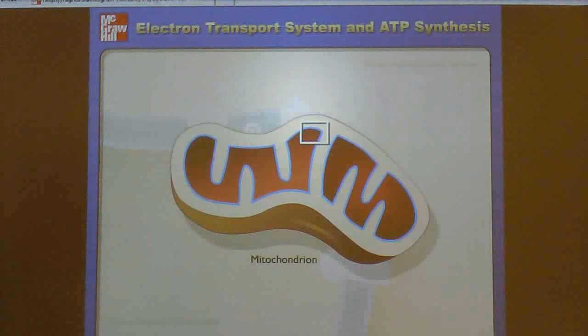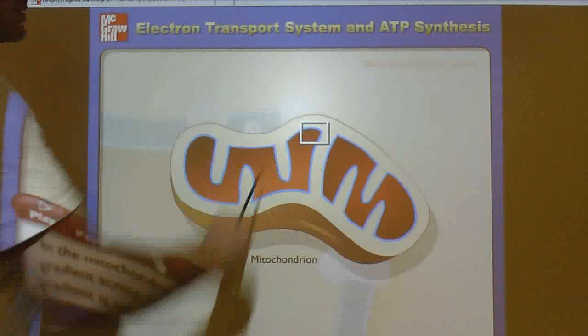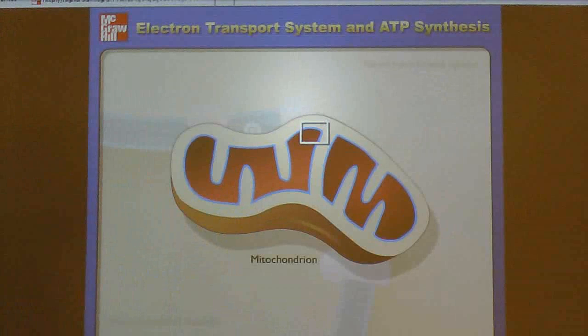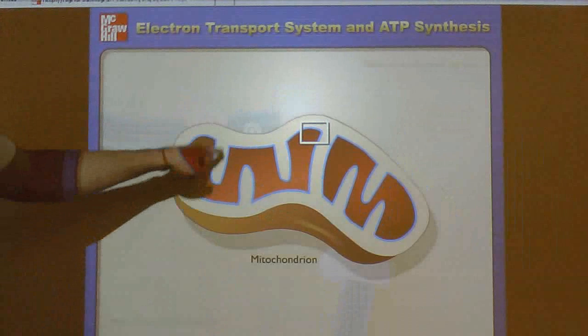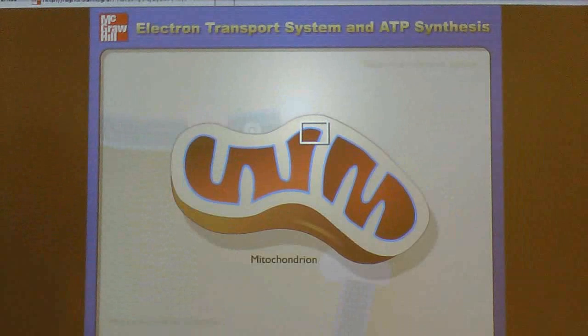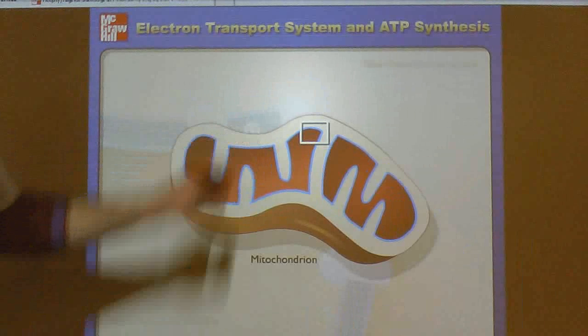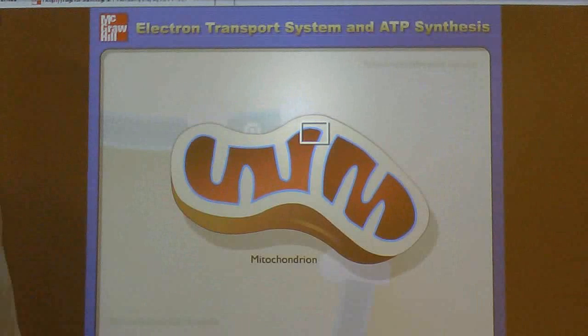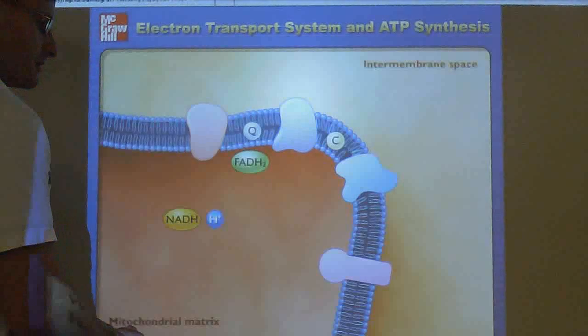That's the inner membrane. Remember these folds called cristae? Lots of surface area. The more these things are folded up means more chemical reactions, more ATP being created, which is a benefit for whichever organism this mitochondrion is located in. So we're going to zoom in.